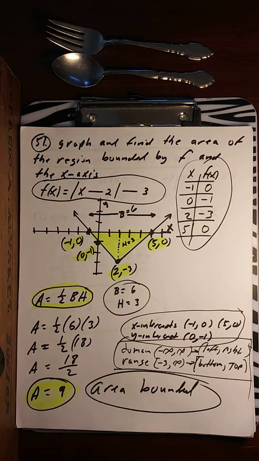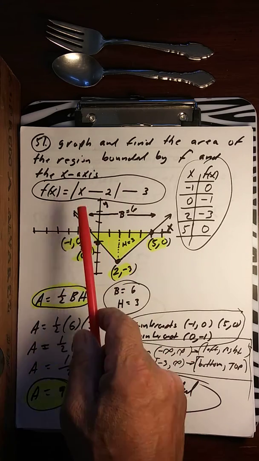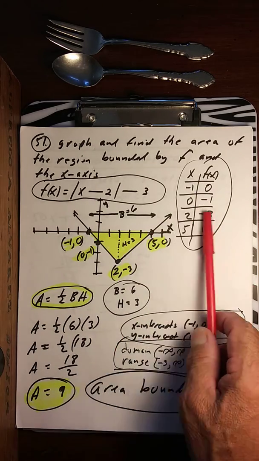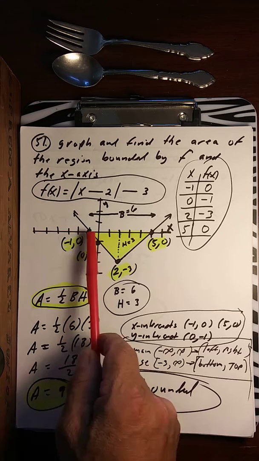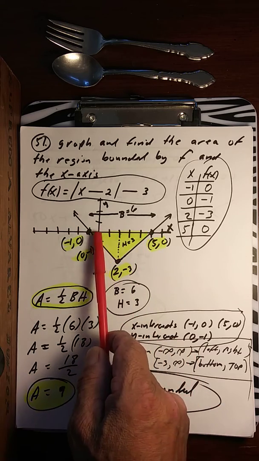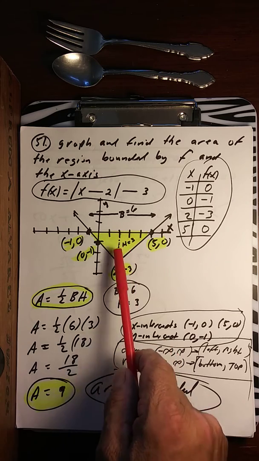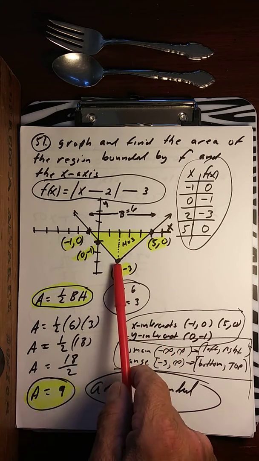So then, 50. 51. Graph and find the area of the region bounded by f and the x-axis. So put this in the calculator. You're going to get a graph. There's some points on the graph. So this is from here to here. It's going to be 5 and one more, 6. So from here to here is 6. And from there to there is negative 3. So it's going to be 3 spaces down.